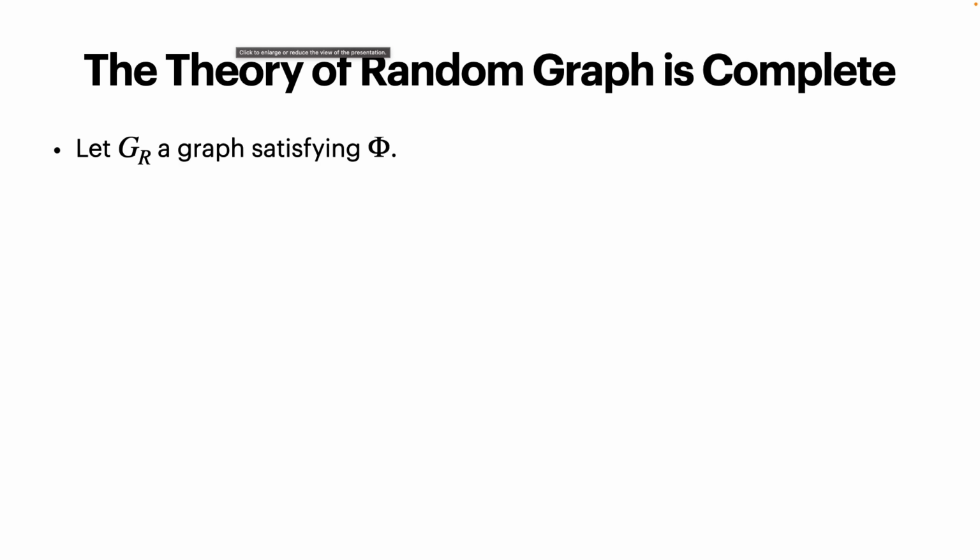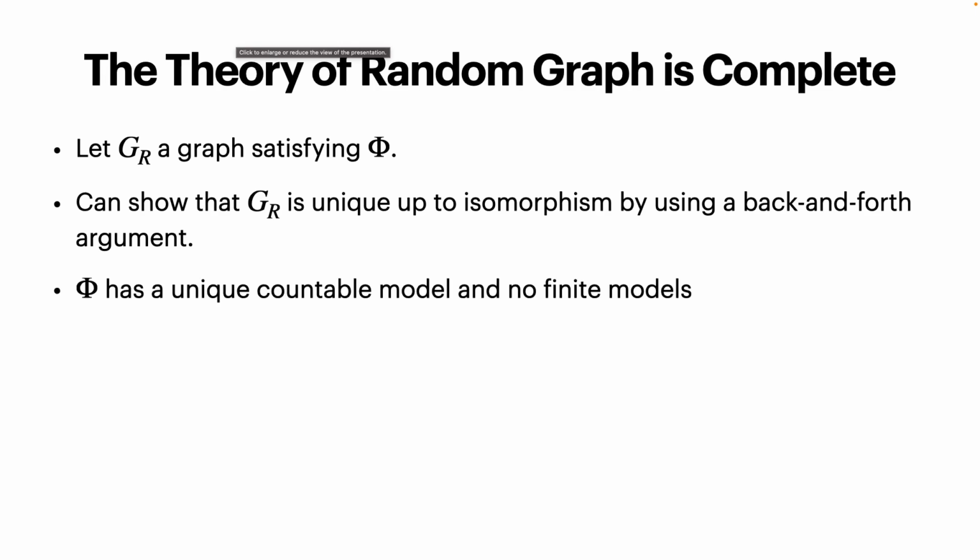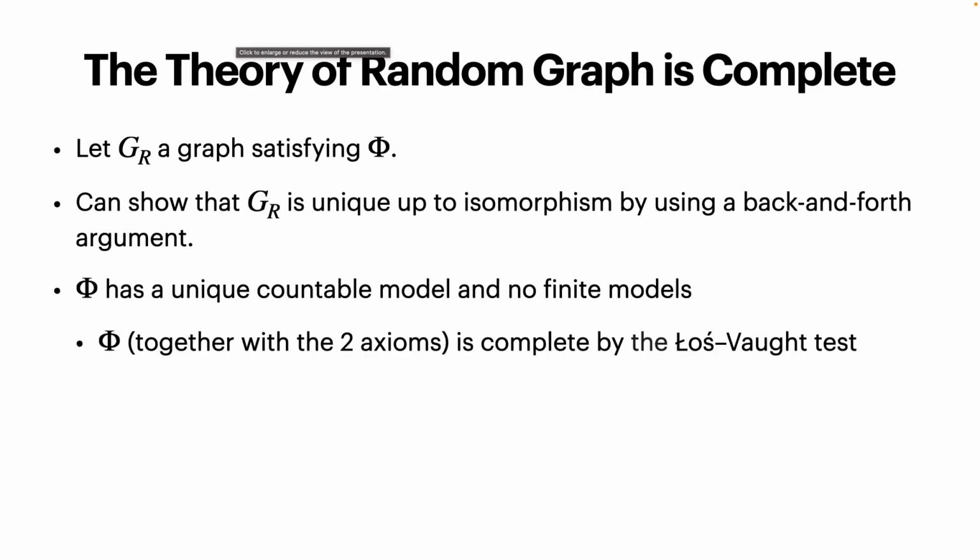Moreover, we can refer to capital Phi as the theory of random graph. And we know that there exists a graph that satisfies capital Phi, and it is also unique up to isomorphism. We can use a back and forth argument in logic to show this. I'm not going to present all of the details because I don't know all of the details. But notice that capital Phi has a unique countable model and no finite models. And so capital Phi, the extension property, or the theory of random graph is complete by the Łoś-Vaught test.